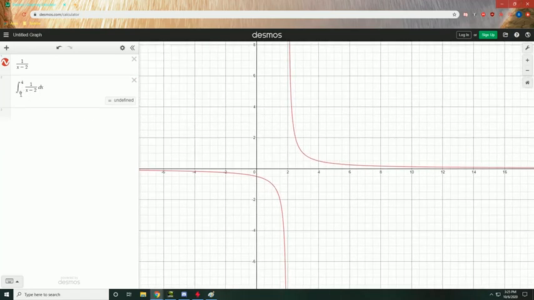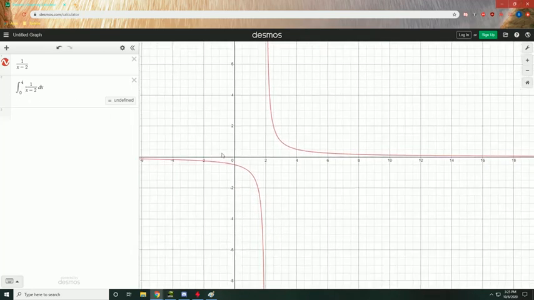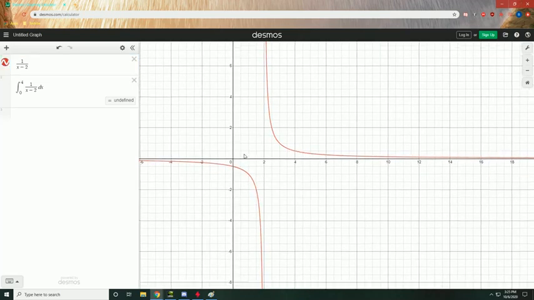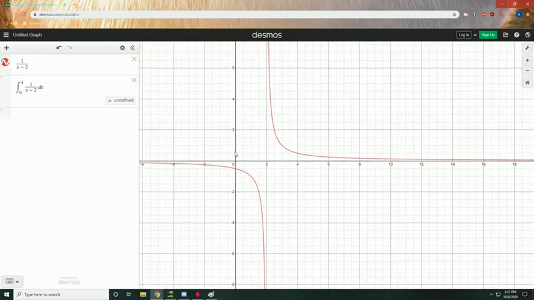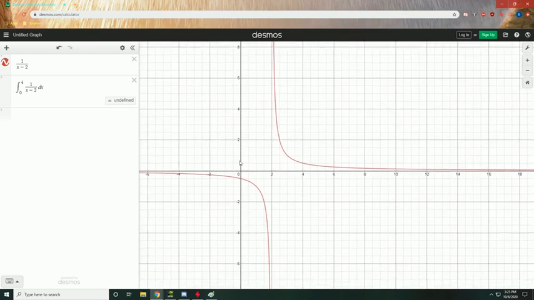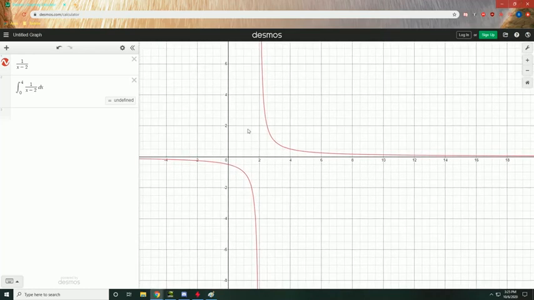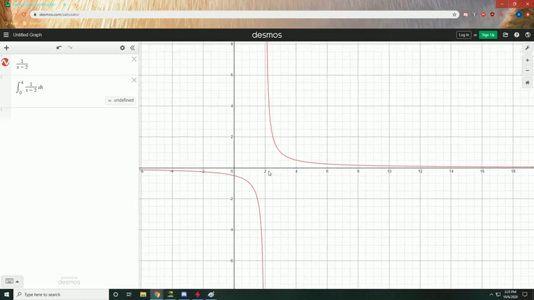So from the integral of 0 to 4, we're just looking at our x coordinate. From 0 to 4, is there a point of discontinuity? Well, yes, we have a point of discontinuity at x equals 2. So from 0 to 4, our integral is improper.